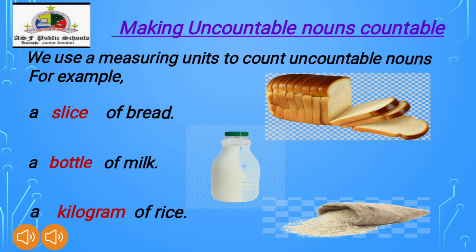Kids, we use some units or expressions before uncountable nouns. These units are countable. Let's take a few examples. A slice of bread. Slice is a measuring word we can use for bread. We use the word slice to express the quantity of bread. A bottle of milk. Milk is an uncountable noun. We are not counting the milk, we are counting the containers it is in. We use the word bottle to express the quantity of milk.